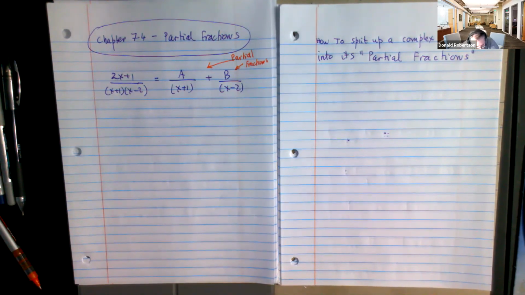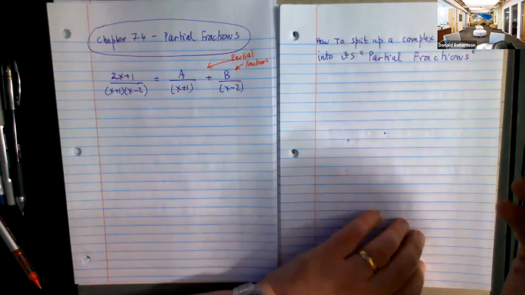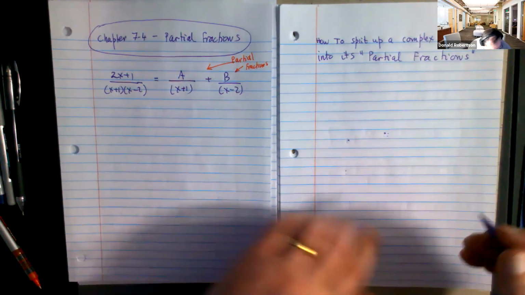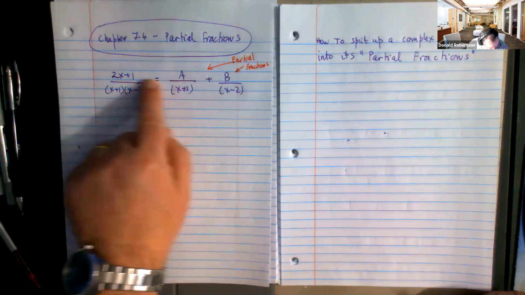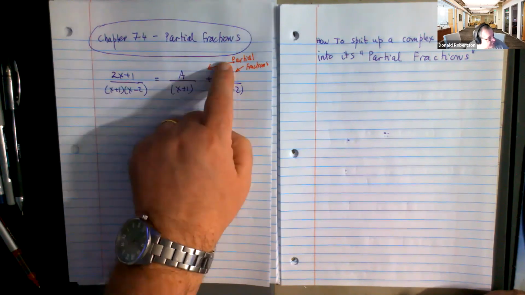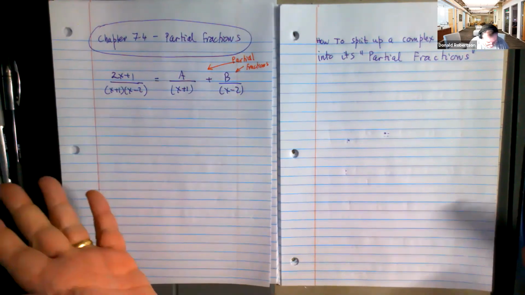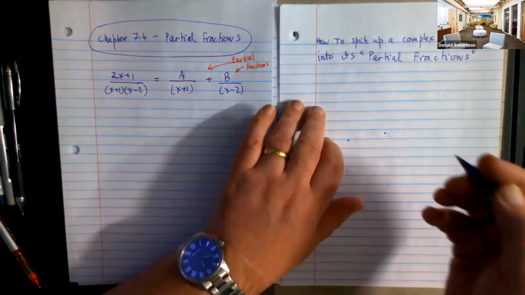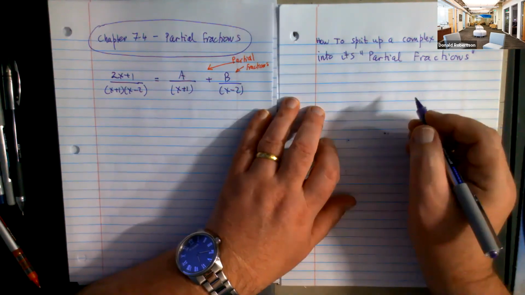Now, this is going to take two different stages. The first stage, we're just going to get practice at what does it look like when you break it apart. I'll show you what I mean. See how this guy here gets broken apart as some number over x plus 1 and some number over x minus 2. That's an example of that. Here are the rules for how you break a big fraction into its smaller pieces.